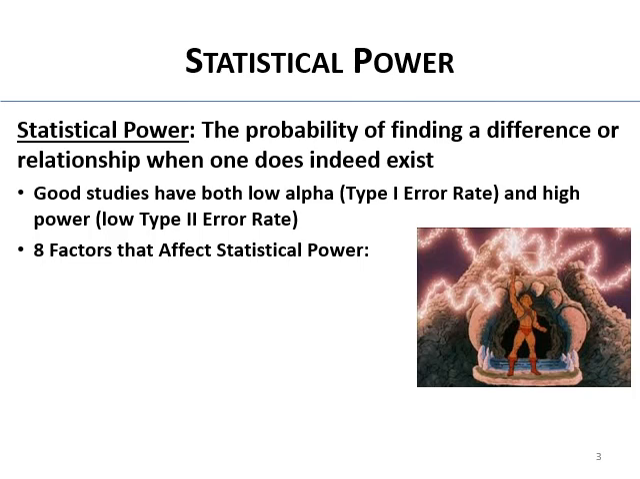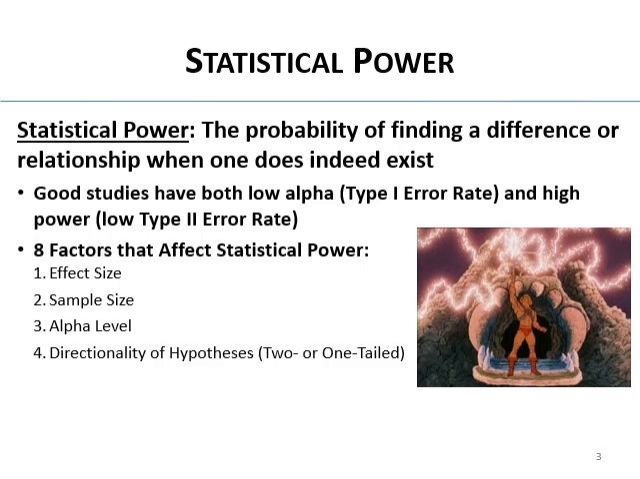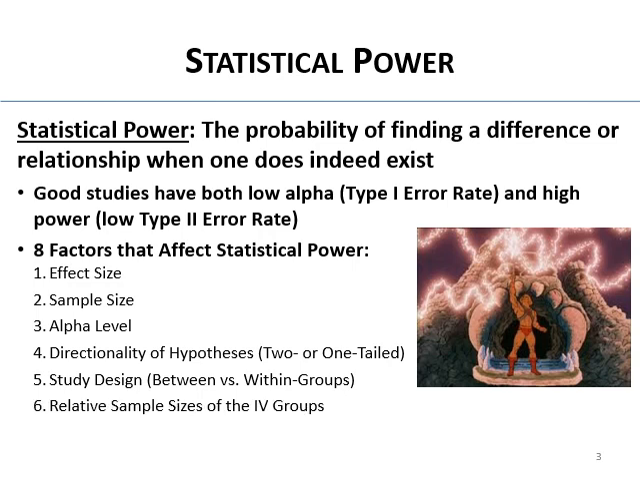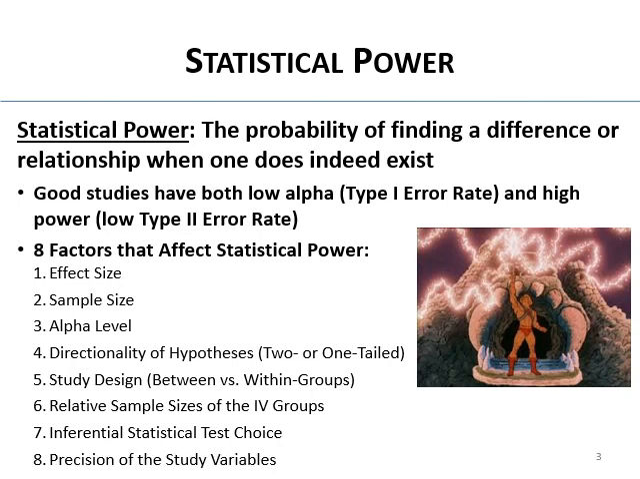So there are 8 factors generally that affect your statistical power. It's effect size, sample size, alpha level, the directionality of your hypotheses, that is, are they two-tailed or one-tailed, your study design, between or within, the relative sample sizes of your IV groups, are they equal or not, your inferential statistical choice, do you pick a parametric stat or a non-parametric? The parametric are more powerful. And finally, the precision of your study variables. Did you measure things precisely and manipulate them precisely?